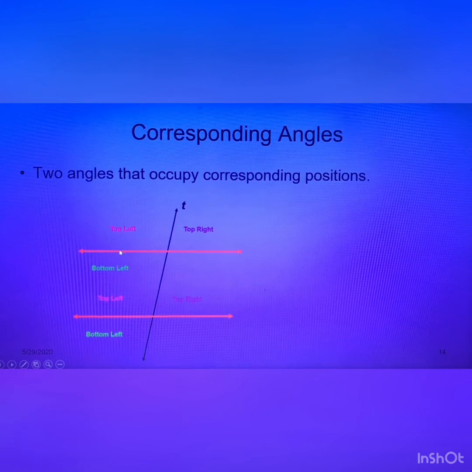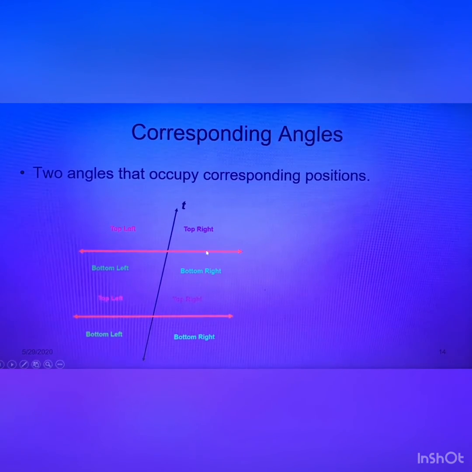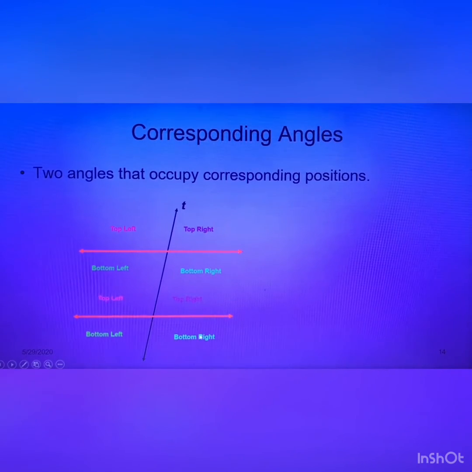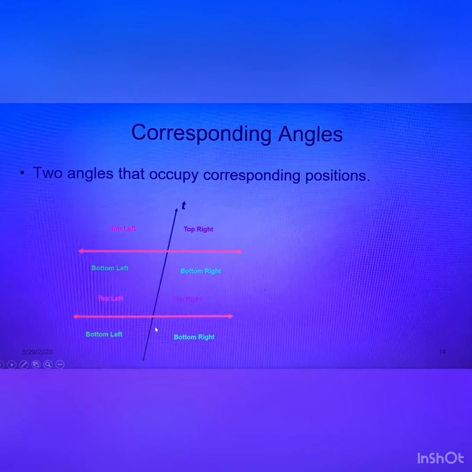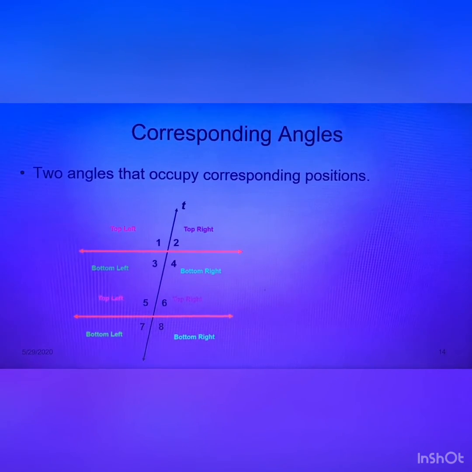Similarly, this is the left bottom part of this line and this is the left bottom part of this line. Therefore, these two angles are also corresponding angles. And similarly, this is the right bottom part of line number 1, and this is the right bottom part of line number 2. Therefore, this angle and this angle are known as corresponding angles. So I want to tell you which angles are corresponding angles.